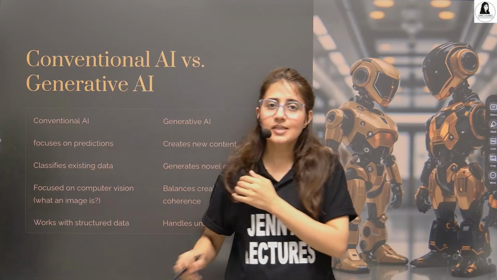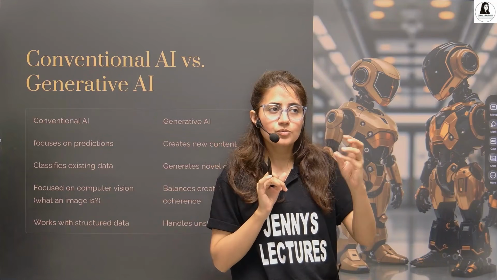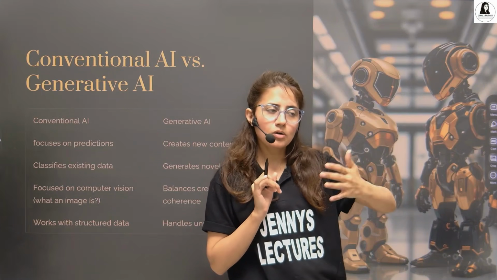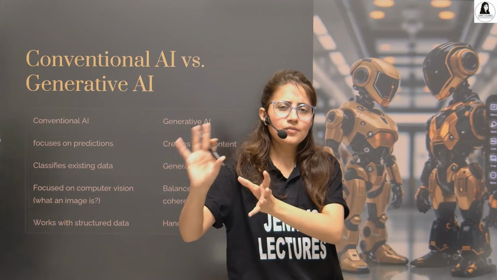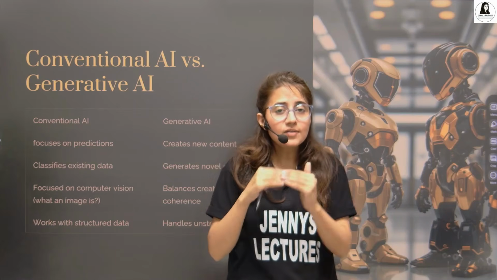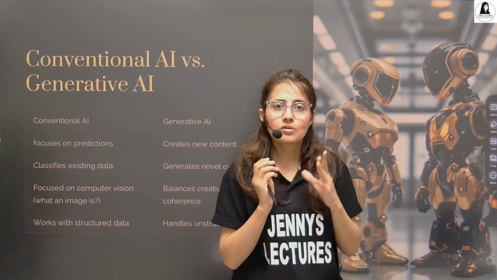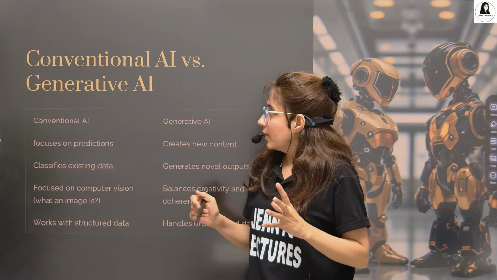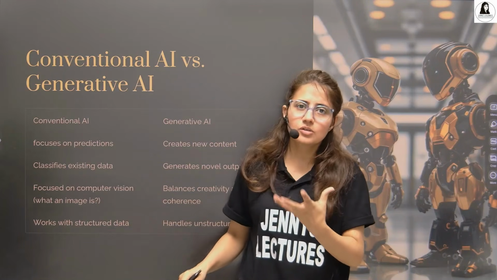Conventional AI basically focuses more on prediction, classification of data, and natural language processing, like language translation, or identifying what an image is. They focus more on that. They were not able to generate new things. But generative AI systems are able to generate new things: new content, new images, data, code, anything they can generate.